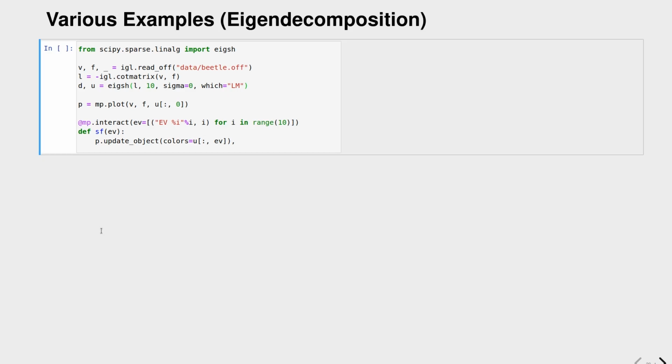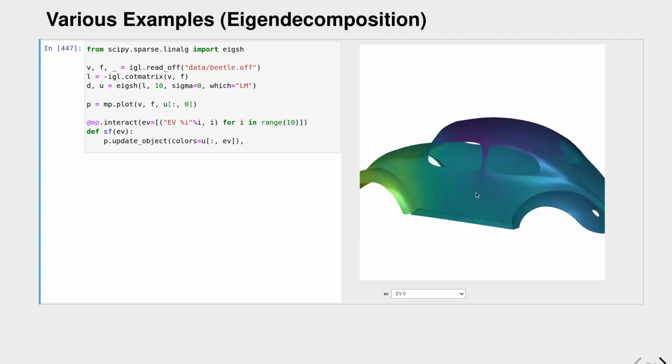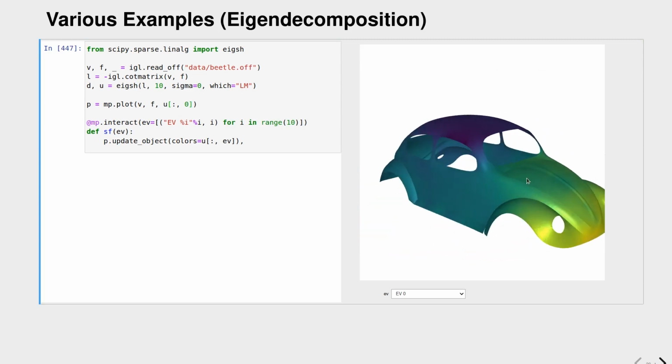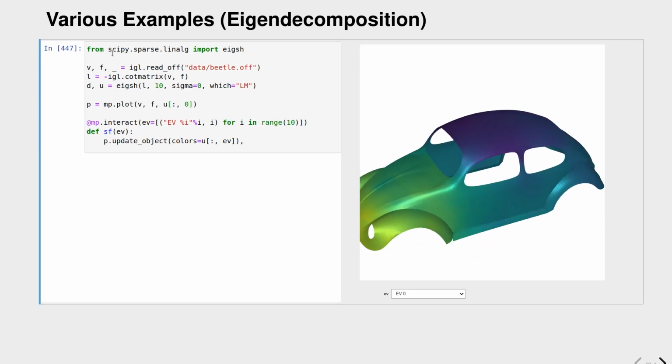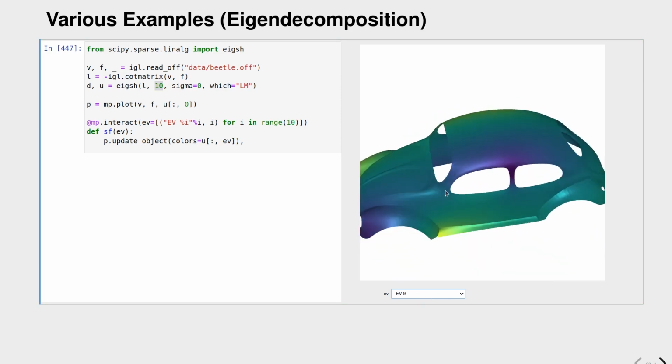So the first example is about eigendecomposition, and we've seen this before. So the basic idea is to calculate the eigendecomposition, or eigenvectors and eigenvalues, of a cotangent Laplacian matrix and then visualize those. We've seen this before in mesh smoothing, and here we just visualize the eigenvectors to get a feeling of how they work. So again, we use SciPy to calculate the eigenvectors here, and we just calculate the 10 eigenvectors to the 10 smallest eigenvalues, and then we visualize those on top of our geometry with a color coding, and we can now switch through the different eigenvectors and we see that they represent the geometry differently.